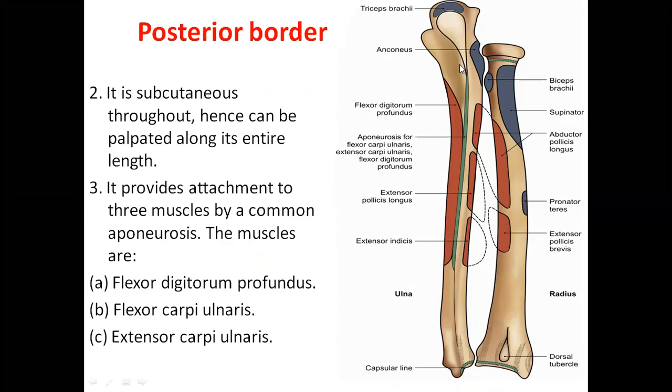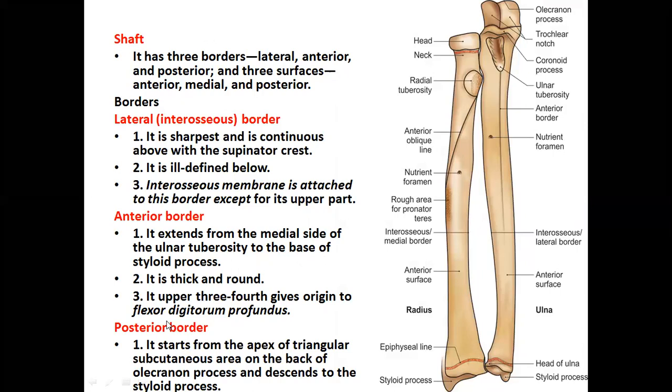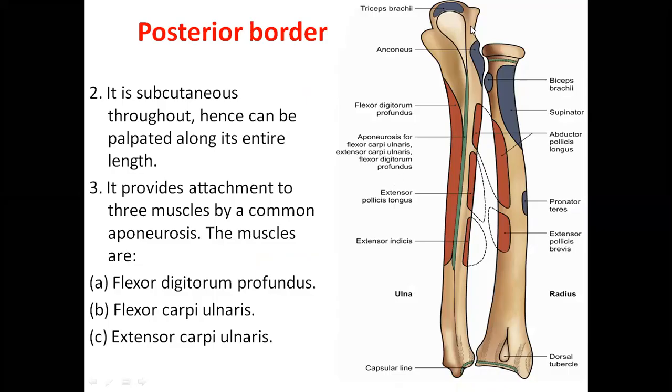This is the apex of the subcutaneous area we are discussing now, the back of the olecranon process where we have the bursa. At that apex, it starts and descends towards the styloid process. Like this, it comes and it is almost moving till the styloid process. So the posterior border, we can feel for ourselves. It is subcutaneous. And this posterior border is giving attachment to three muscles. What are those muscles we have? We have flexor digitorum profundus, then flexor carpi ulnaris, and extensor carpi ulnaris.